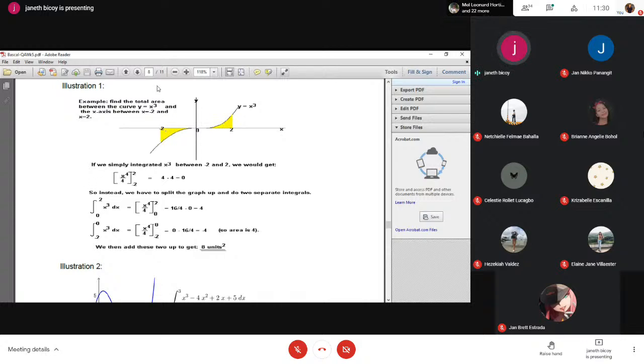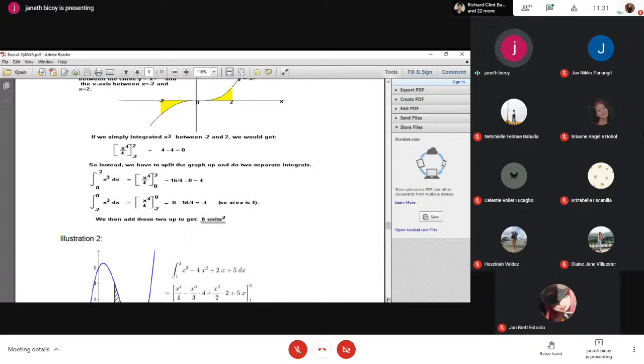Usually you integrate. What is the integral of x cubed? X to the 4 over 4. The lower limit is -2, the upper is 2. If we substitute, 2 to the 4 over 4 minus -2 to the 4 over 4, that would be 0. That's impossible, class, because there's really an area, the shaded yellow region.